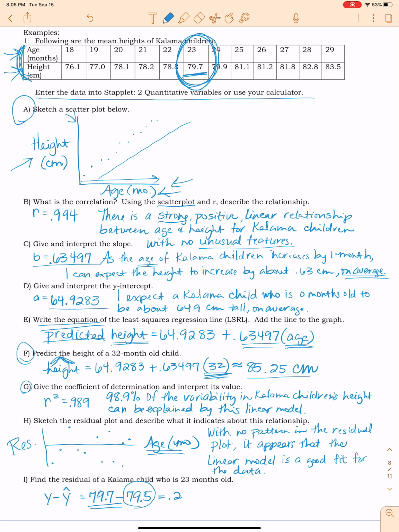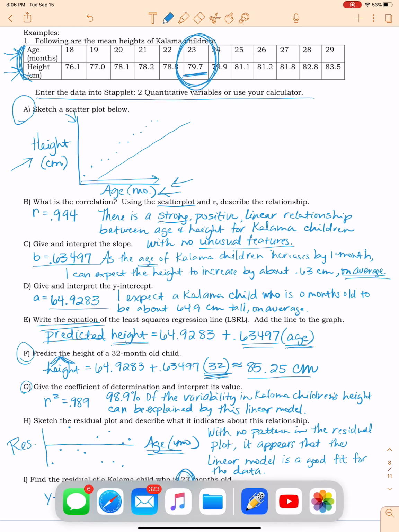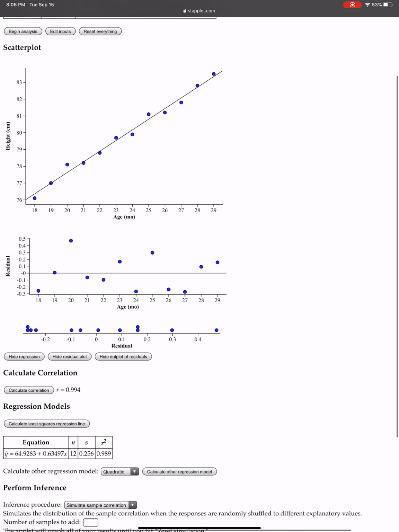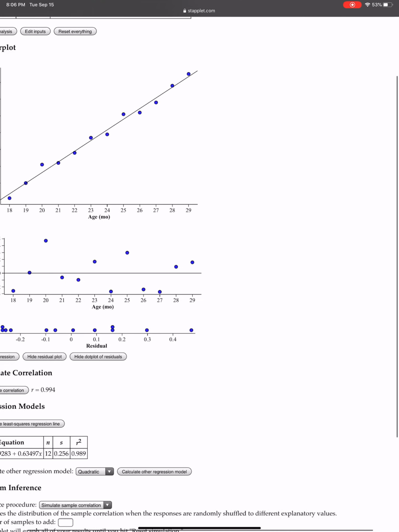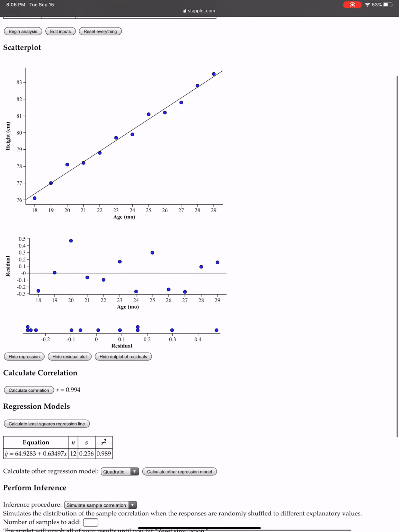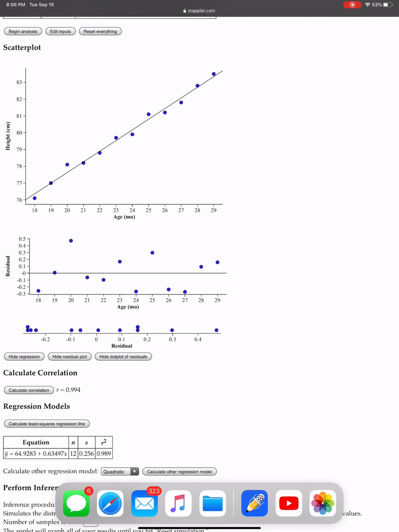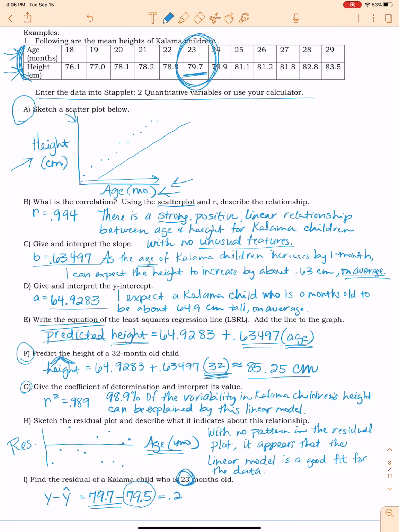So you could type in or substitute in 23 into your equation on part E, and you could calculate it to get 79.5, or you could look at the residual plot and see that, well, I can't draw on this, but look at age 23 and look up at that dot, carry it over to the left, and it's lined up with about 0.2. So that is another way you can find the residual. Groovy.